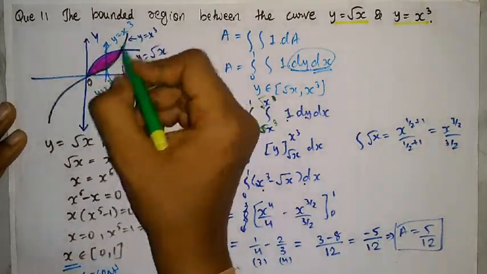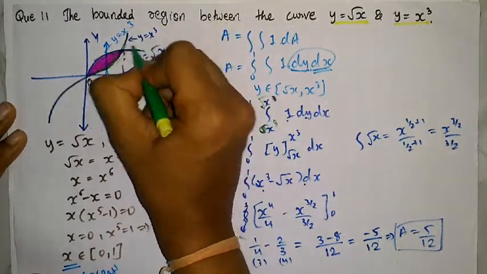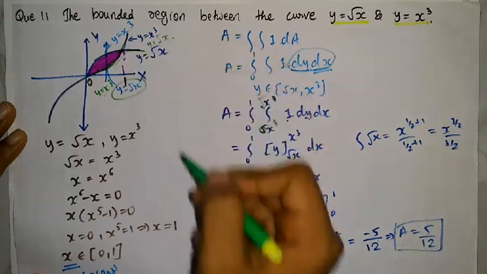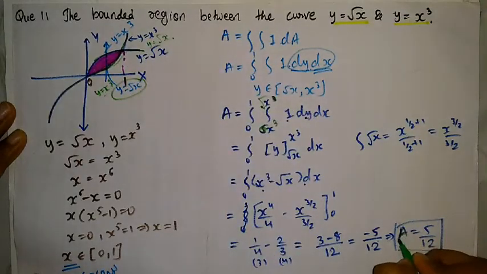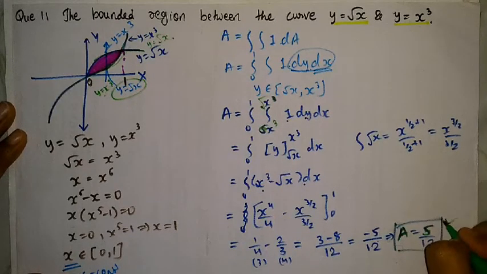Okay, this was y is equal to x cube, this was y is equal to root x. So it doesn't affect the problem much, because finally we will get the area that will be positive. We know that. So this is our answer. Area is equal to 5 by 12. I hope you understood this problem.